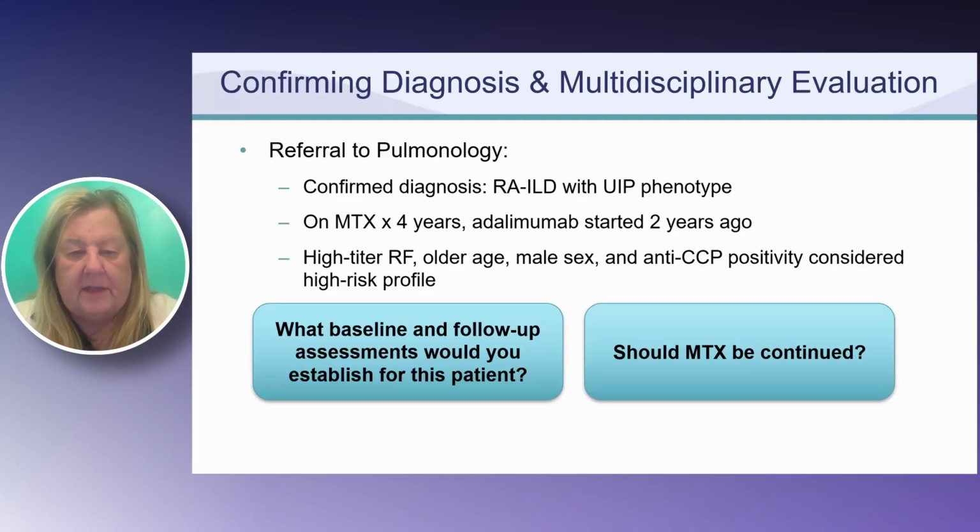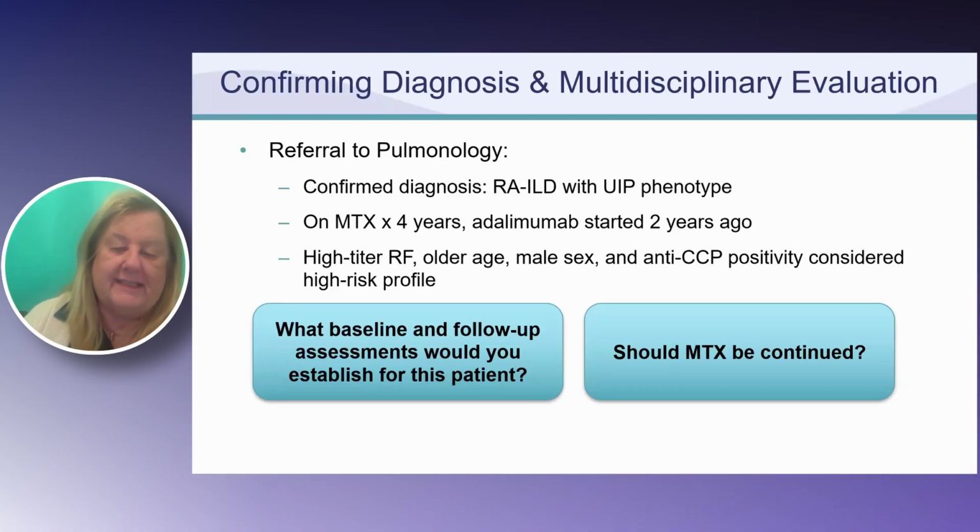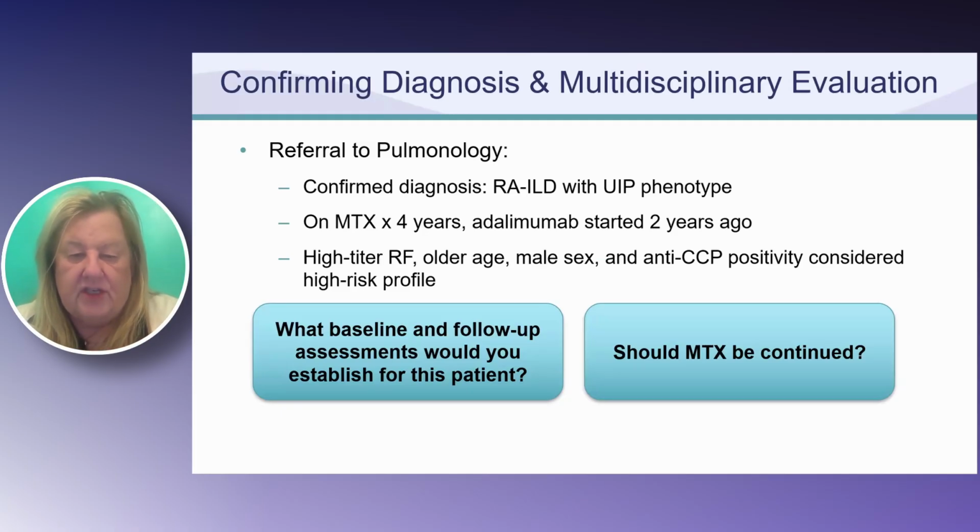So what are we going to do? Baseline follow-up assessments. What are we going to establish for this patient? And should we continue methotrexate? And this is always the ongoing consideration. Initially, we always felt like, gosh, we should stop methotrexate. And I know we get a lot of pulmonary input from our colleagues as well in the rheumatoid arthritis setting. Definitely going to be getting those PFTs with DLCO.